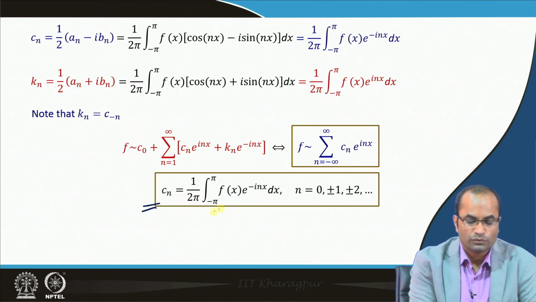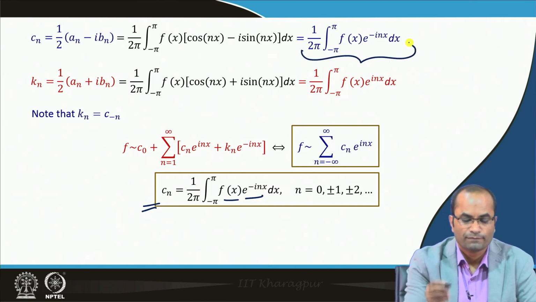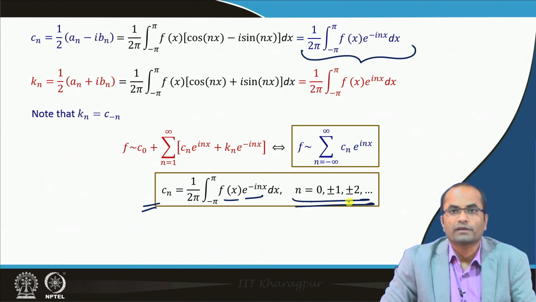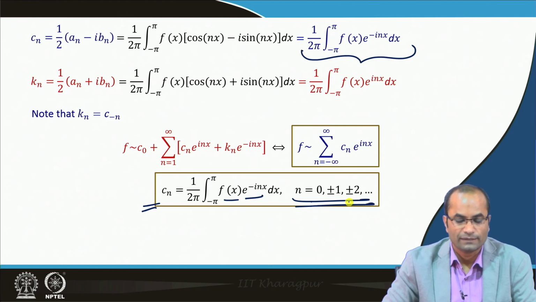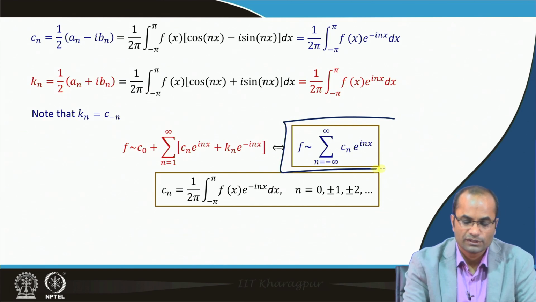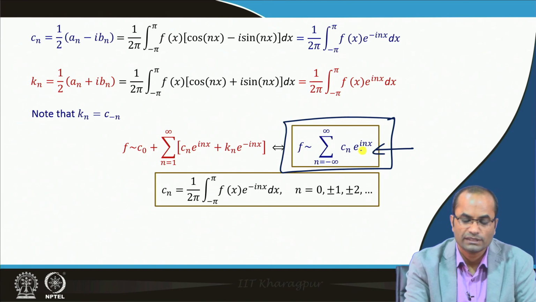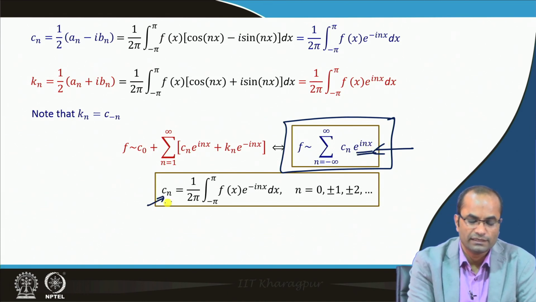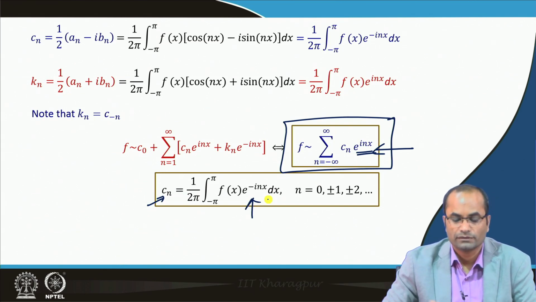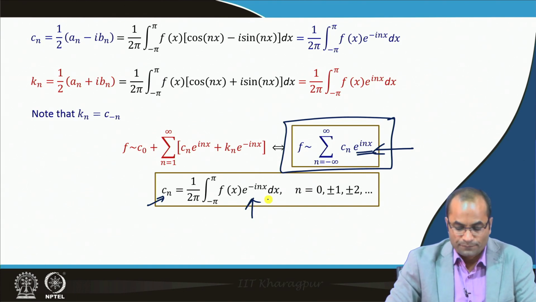So, what is c_n now? The c_n is 1 over 2 pi, integral of f(x) e power minus i n x given here, and n is now 0, plus minus 1, plus minus 2, etcetera. So, this is the compact form of the Fourier series, much better than having those cos and sine. It is written in a very compact form, c_n e power i n x, and then the c_n will be given by this integral. So, we do not have two coefficients now, only one coefficient is serving the purpose.